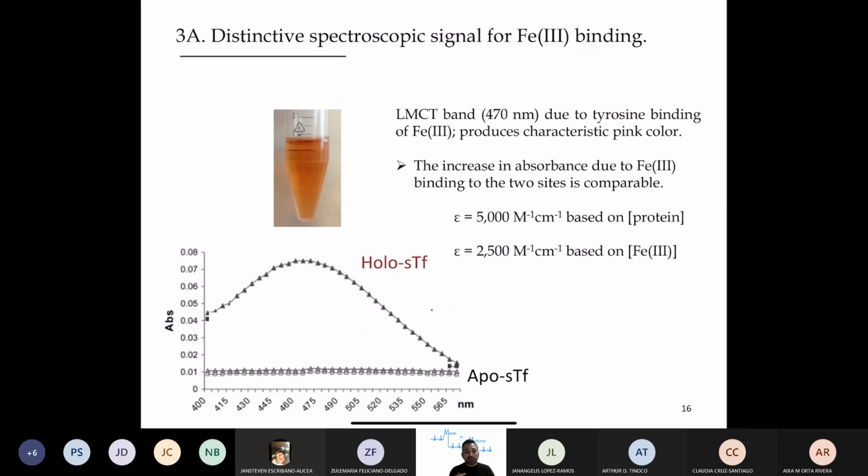Now we're invoking the stuff that we talked about, electronic spectroscopy. It turns out that iron binding to the protein produces a really characteristic pink peachish color. That is due to a ligand to metal charge transfer absorbance at 470 nanometers. That is being facilitated by the tyrosine amino acids, the excitation of electrons from the tyrosines to the iron, and you get this characteristic color. Here you have the spectrum of iron-bound transferrin, which is typically referred to as holo transferrin, versus apotransferrin, apo referring to metal-free transferrin.